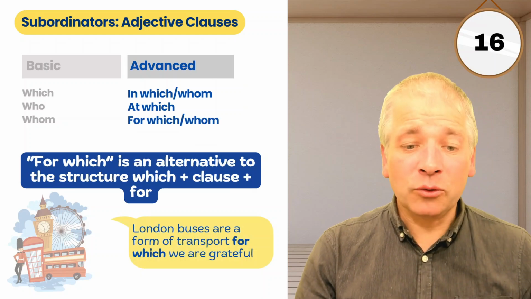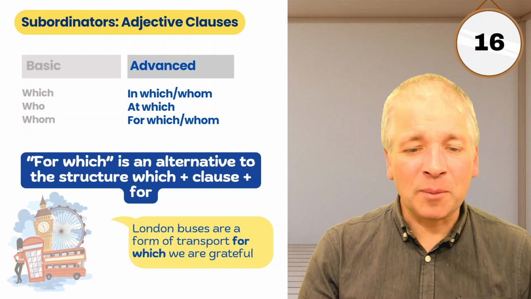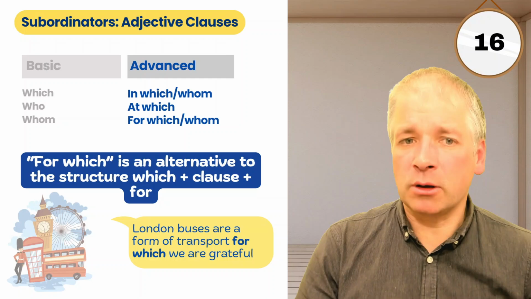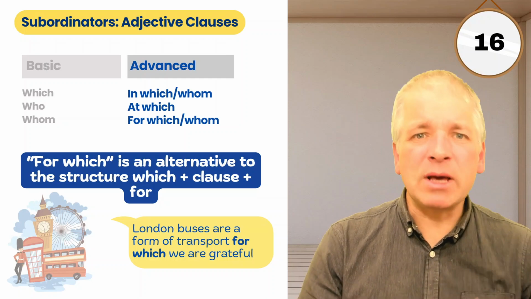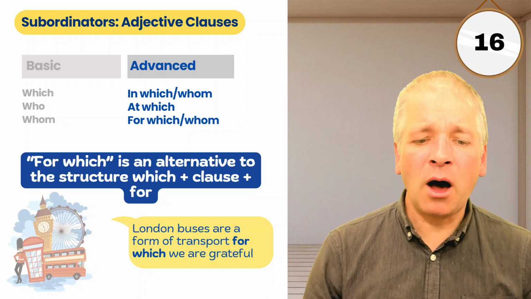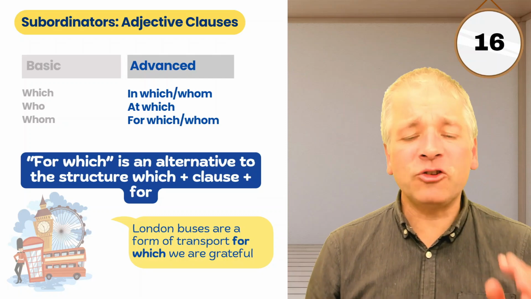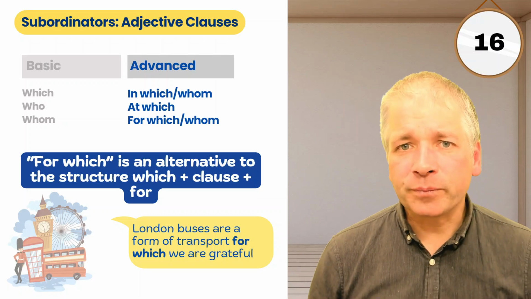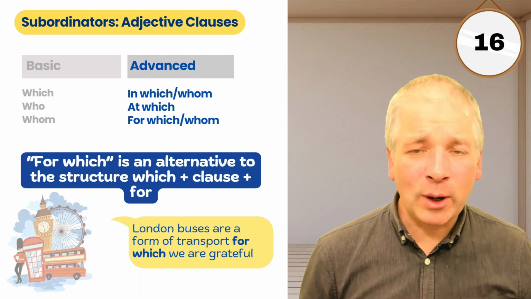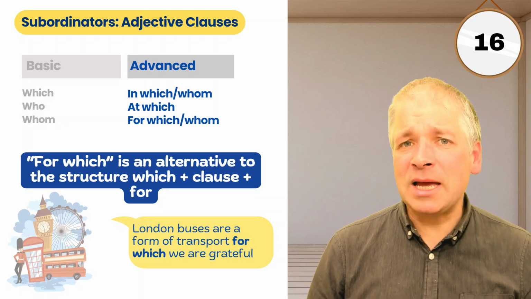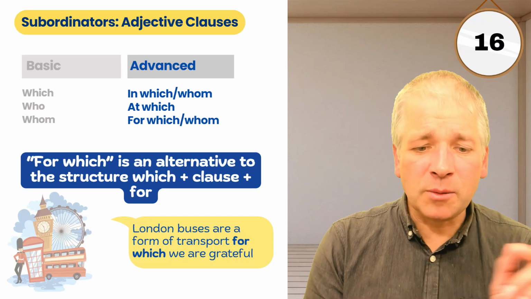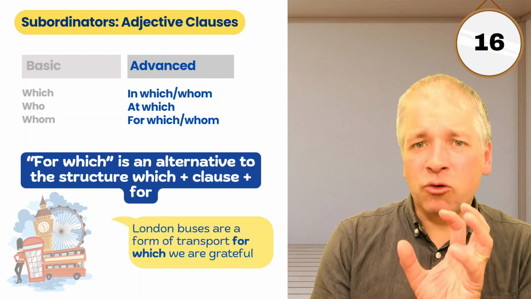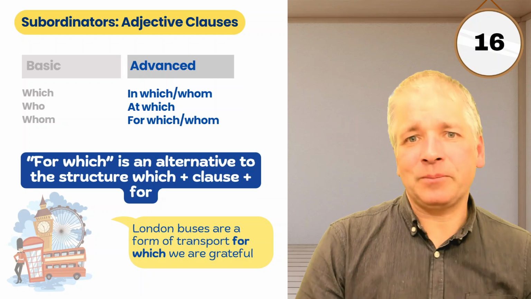For which is an alternative to the structure which followed by the clause followed by for. For being a reason word. So for which is like the reason which. London buses are a form of transport for which we are grateful. We could have said which we are grateful for. But no matter which way you say it, for which means the reason which. London buses are a form of transport. We are grateful for this reason.